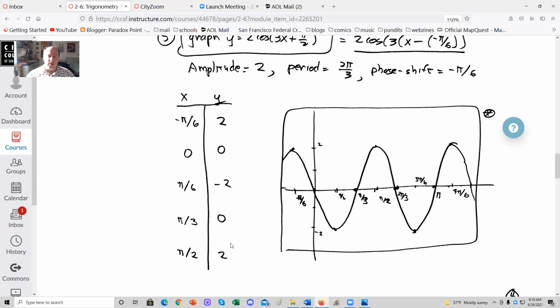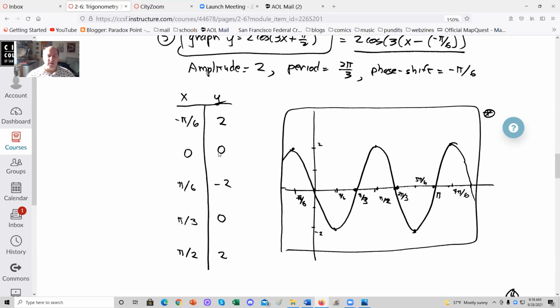So it goes from 2 to 2. Half a period is pi over 3. You add pi over 3 to negative pi over 6, you get plus pi over 6. So a half period is 2 to -2, and then back to 2. And midway between the peaks and the valleys are the zeros. So halfway between minus pi over 6 and pi over 6 is 0.